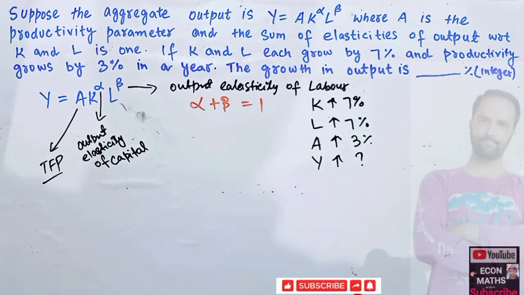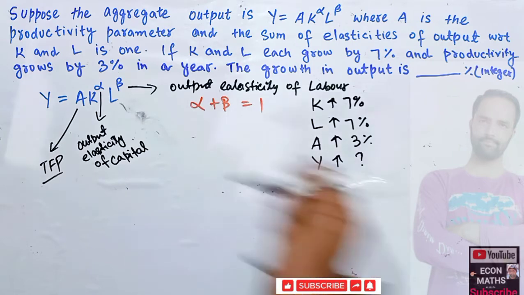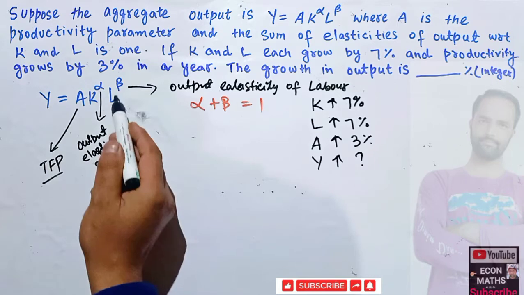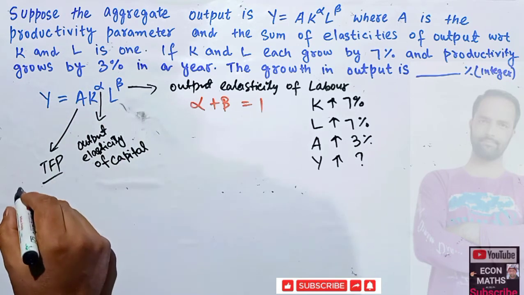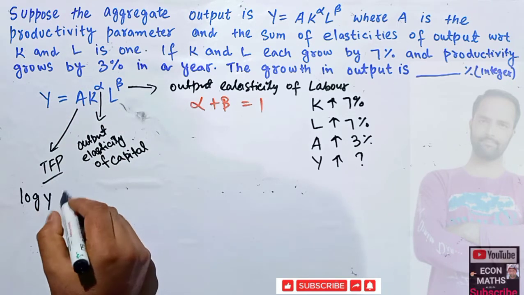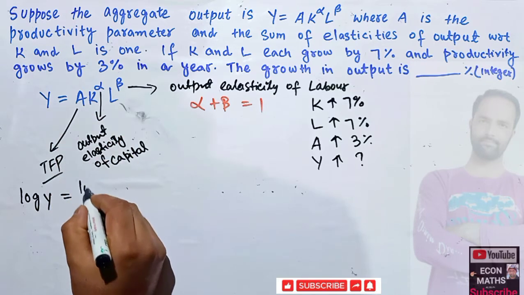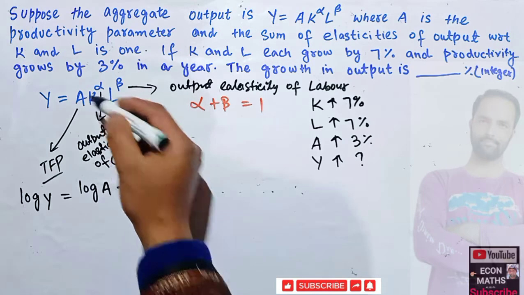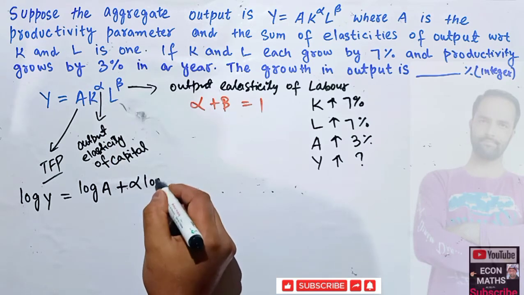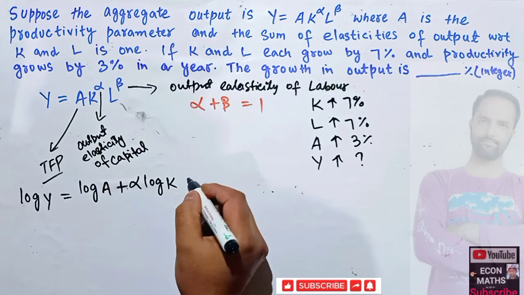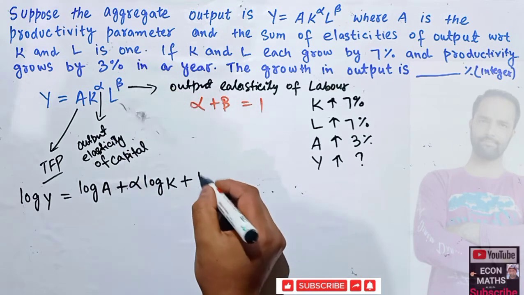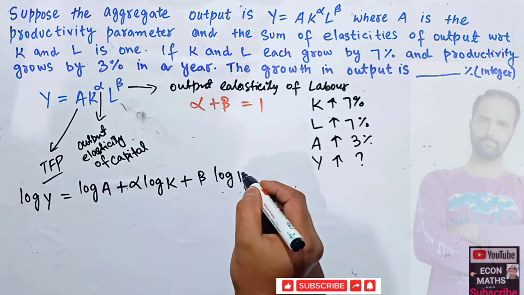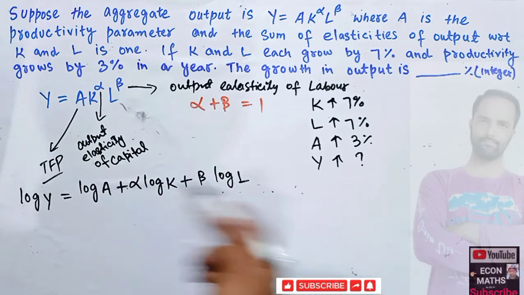First of all, we write this Cobb-Douglas production function and we take log on both sides. If we take log of both sides, this will become log Y equal to log A plus alpha log K plus beta log L. This is by the law of logarithm.